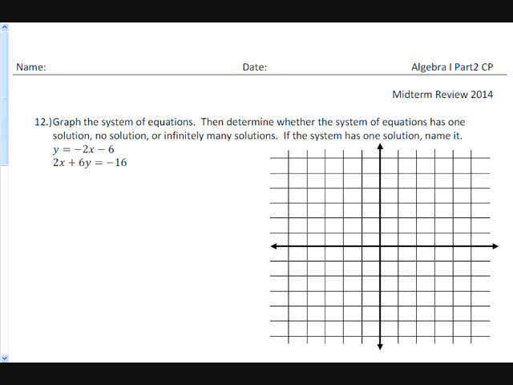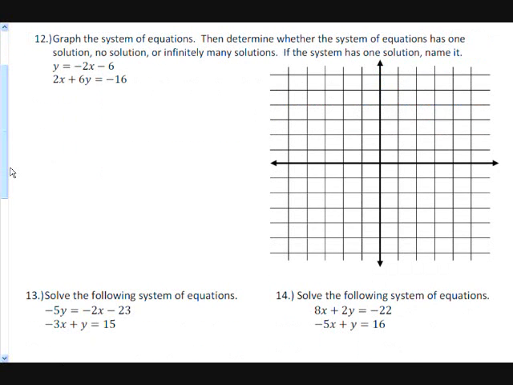For the next one, it asks us to solve the system by graphing. And when we do this, the first one's already set up really nicely for this. It's got a y-intercept of -6, and it's got a slope of -2, which means I could go up 2, back 1, up 2, back 1, or down 2, over 1. And I draw the best line that I can draw.